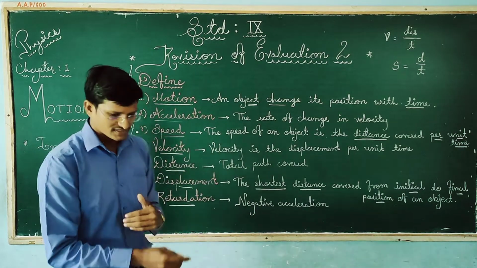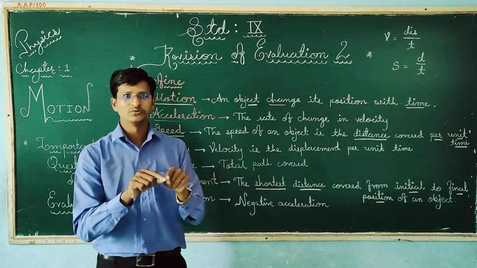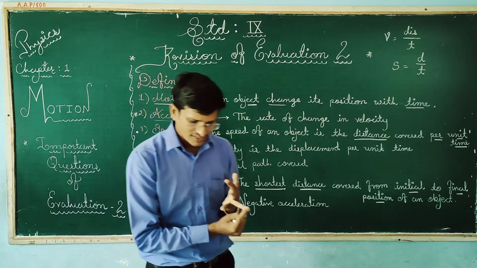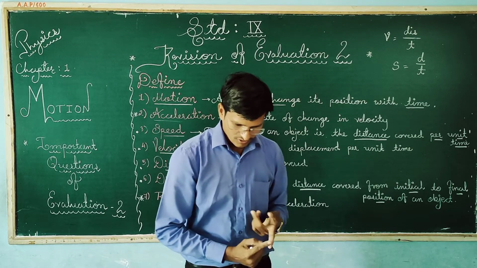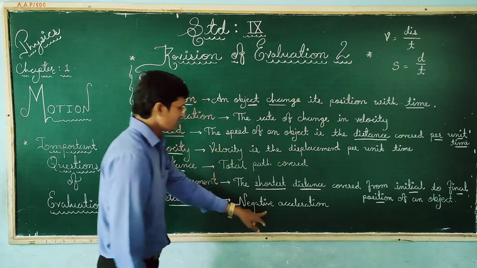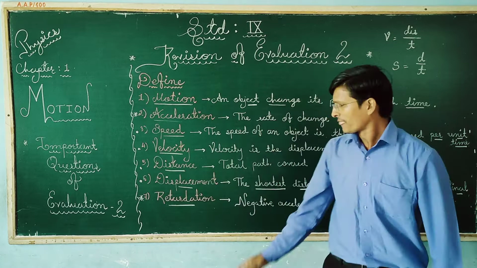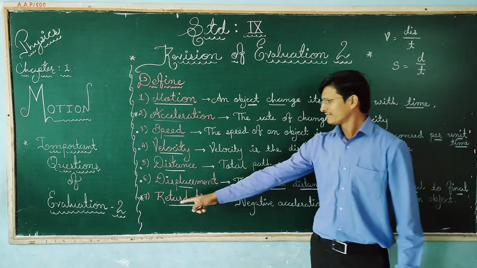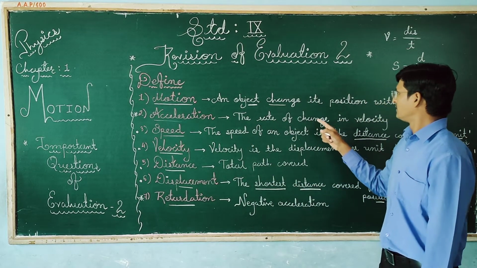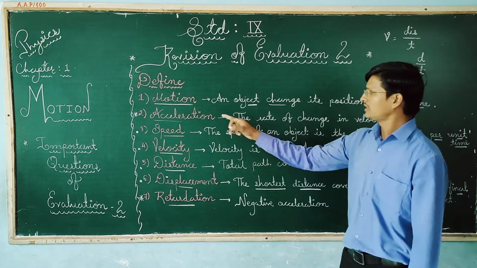It may be asked in the exam, retardation of a body. It may be in MCQ: retardation of the body is positive acceleration, negative acceleration, zero acceleration, or constant speed. So retardation of a body is negative acceleration. Remember, it can be asked in MCQ also. Negative acceleration, that we consider as retardation. So acceleration is clear: the rate of change in velocity of an object is called acceleration.